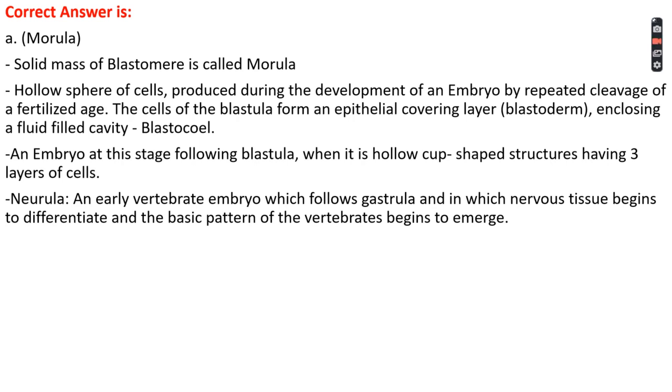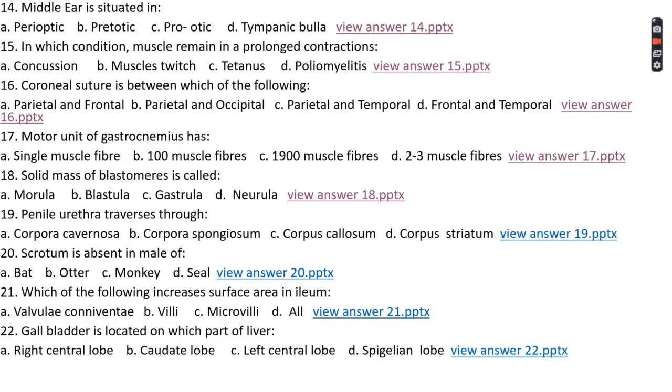Okay, and the blastula stage moves forward to another stage, which is a hollow cup-shaped structure having three layers of cells, that is ectoderm, mesoderm, and endoderm. That stage is known as the gastrula stage. Okay, the neurula stage is a further, advanced stage of gastrulation, where the nervous tissue begins to differentiate and the basic pattern of a vertebrate begins to emerge. Okay, neurula stage.